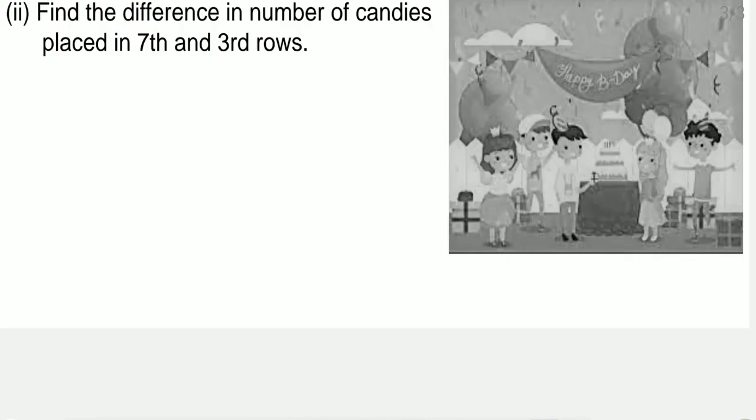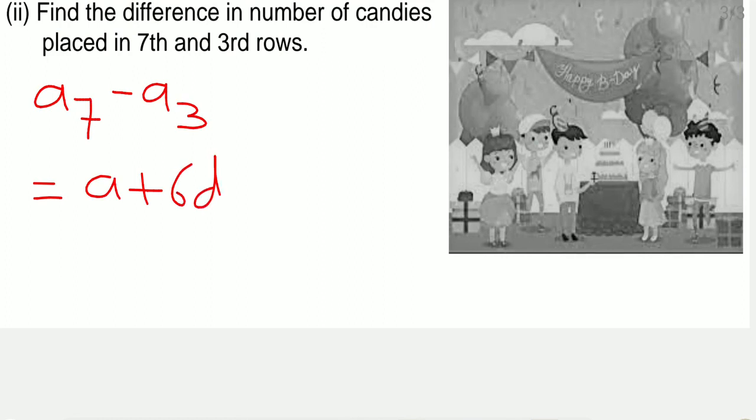Come to the next question. Find the difference in the number of candies placed in the 7th and 3rd rows. So what do they want to ask us? So the difference between the 7th, that means 7th term minus the 3rd term. So the formula is what? (a plus 6d) minus (a plus 2d), right? Now remember here a negative sign is there. That's the reason I have given the bracket immediately. Fine. Now I will open the bracket.